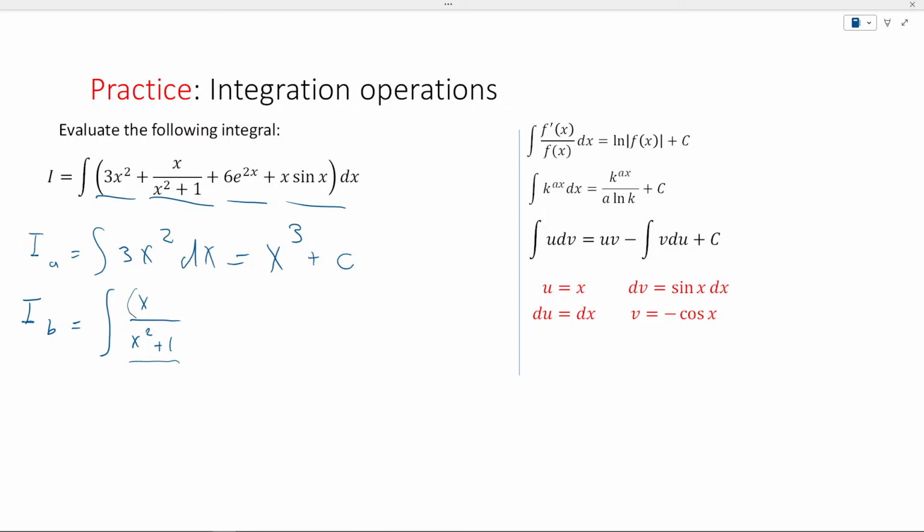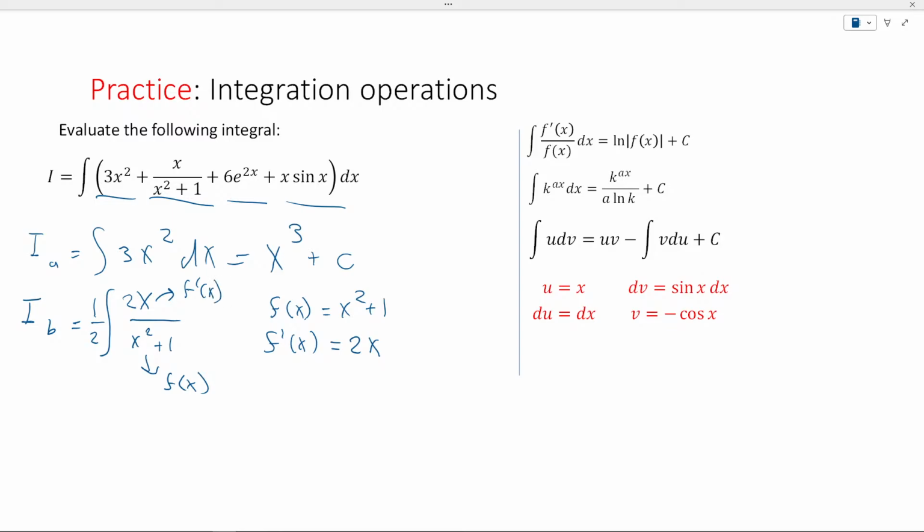So I can say my f of x is x squared plus 1. What is the derivative of this function? The derivative is 2x. I don't have 2x here, I have x, but it doesn't matter. One thing I can do, a trick, is put 2 here and put 2 here. So now I have a function, f of x, and I have the derivative of this function.